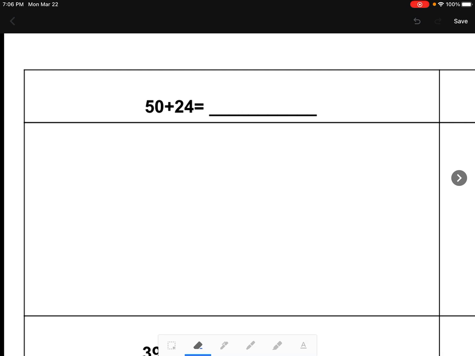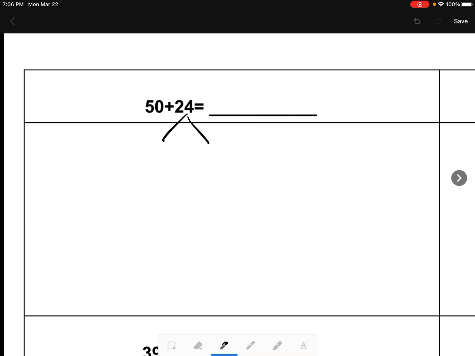All right, here's my first example. I have the numbers 50 plus 24. To show the addition split strategy, I need to decompose according to groups of tens and ones. So if I look at the number 50, I can think to myself, this number only has groups of tens. It doesn't have any ones. So I actually don't have anything to decompose, and my number 50 can just be the number 50. However, I can decompose my 24.